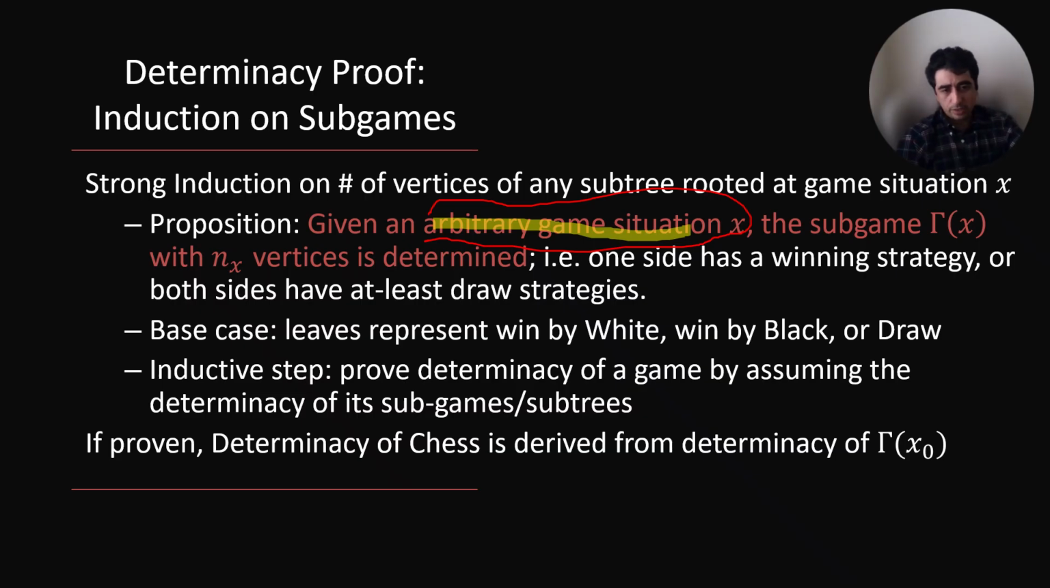And then you need to prove the inductive step. That means you need to prove the determinacy of a game by assuming the determinacy of its subgames or subtrees. Because if you remember, in strong induction we assume that the same claim is true for all the problems of a smaller size, or all the games of the smaller size. Now you need to prove it for a game that has a bigger size. How do you do that? We need to use the inductive hypothesis and a bunch of logical statements that can prove that.